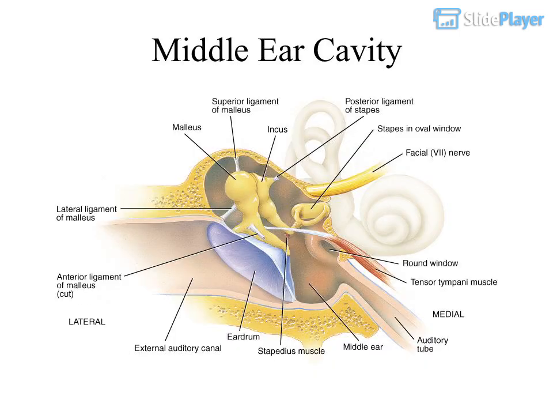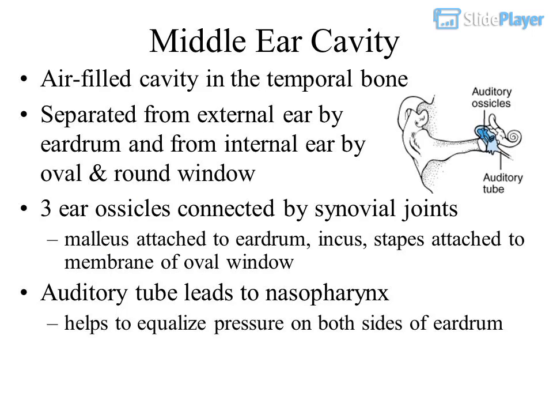Middle ear cavity. The middle ear cavity is an air-filled cavity in the temporal bone. It is separated from the external ear by the eardrum and from the internal ear by the oval and round window. Three ear ossicles are connected by synovial joints. The malleus is attached to the eardrum, then the incus, and the stapes is attached to the membrane of the oval window. The auditory tube leads to the nasopharynx and helps to equalize pressure on both sides of the eardrum.